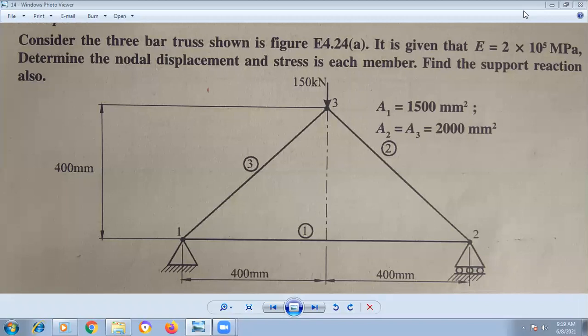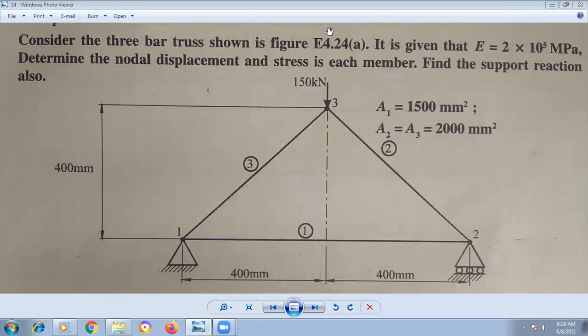So in this problem, consider the 3-bar truss shown in the figure. It consists of 3 bars, so you need to consider them as 3 elements. It is given that Young's modulus is 2 into 10 raised to 5 megapascal.